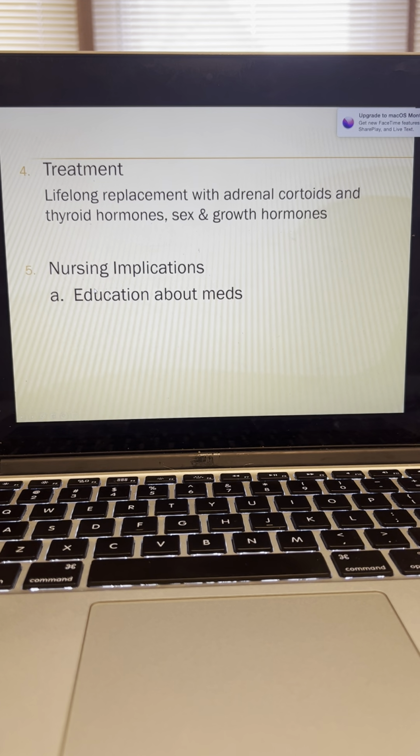Treatment for these folks is going to be a lifelong replacement of thyroid hormones, sex, and growth hormones. Nursing implications would just be education in regards to the medications themselves.